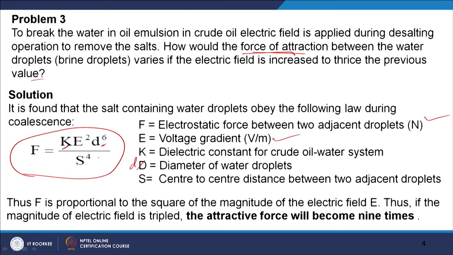Now, the problem statement says that if the electric field is increased to thrice the power. So, electric field, what is this? Voltage gradient. So, voltage gradient is tripled. So, 3 times increase. So, if it is 3 times increase, the F will be 9 times increase, because this is proportional to E square. So, that is why the attractive force will become 9 times than the existing one.